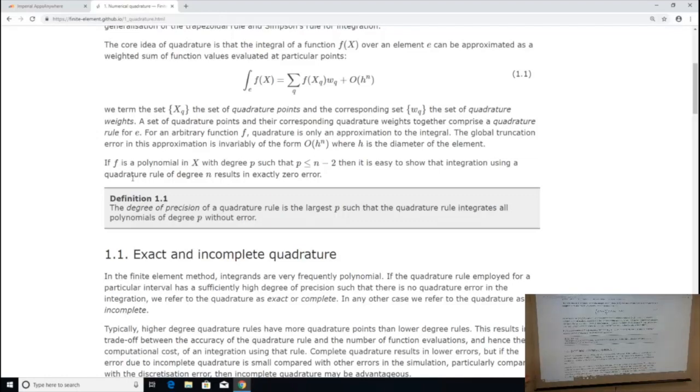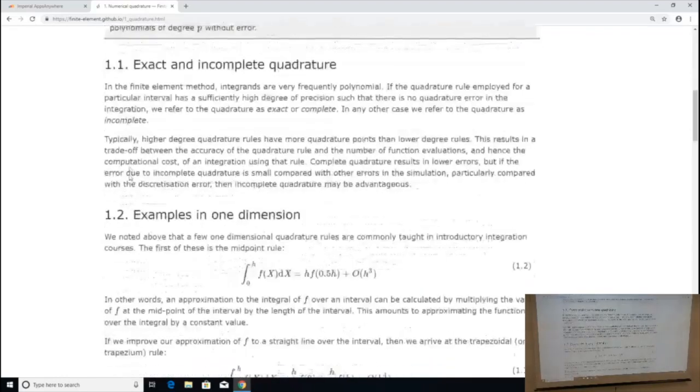The outcome. And so this P, the P such that we make no error, is called the degree of precision of a quadrature rule. So a quadrature rule with degree of precision P integrates degree P polynomials with no error. And if your polynomial is higher degree, there'll be an error term. So we just said that.